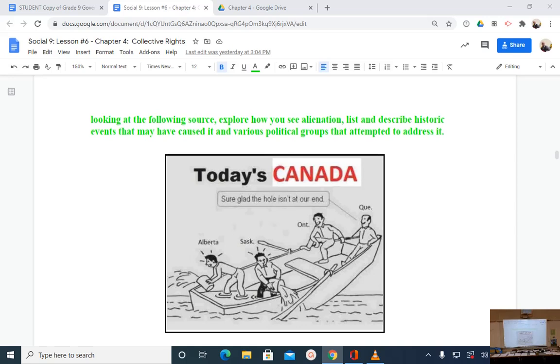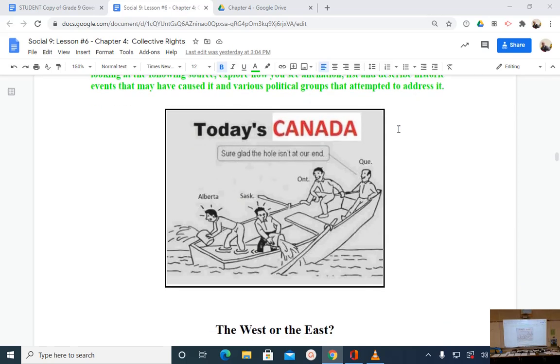So here's an example of a cartoon. The first thing that you should do with a cartoon is to try to see it as one picture, taking it as a whole, and then breaking it down into smaller pieces. As we view the source as a whole, we can see it's making a comment about Canada. The title says Today's Canada.